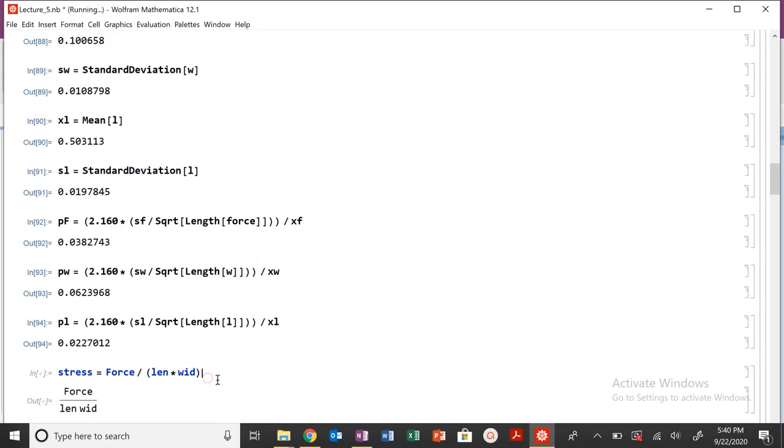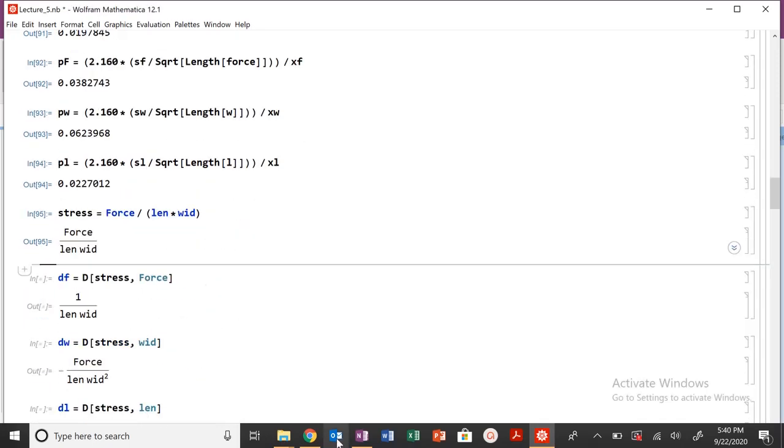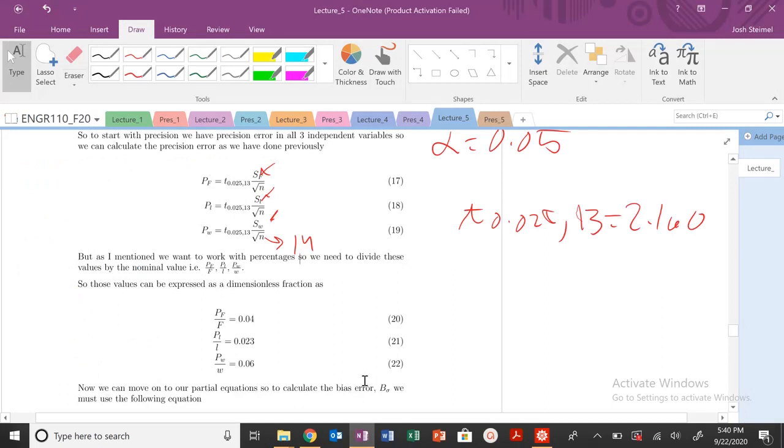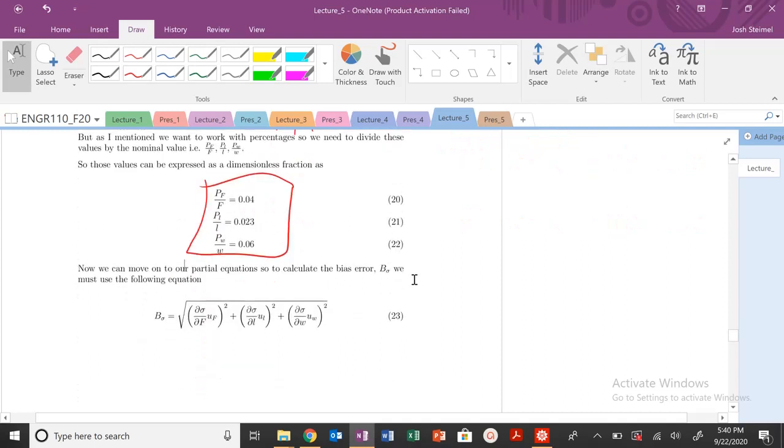So that's what we're dealing with here. So that is precision error taken care of. It's all done and shown right here. So I'm ready to plug and chug that into that expression a little bit later on. So now I can get to calculating my bias error.